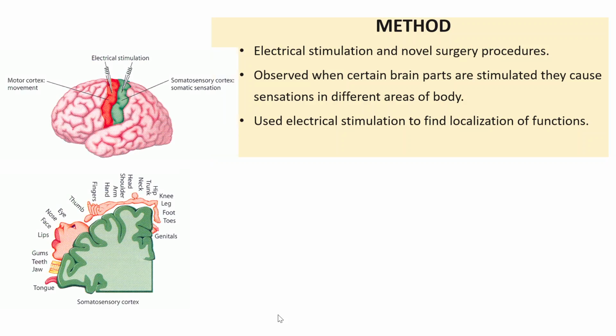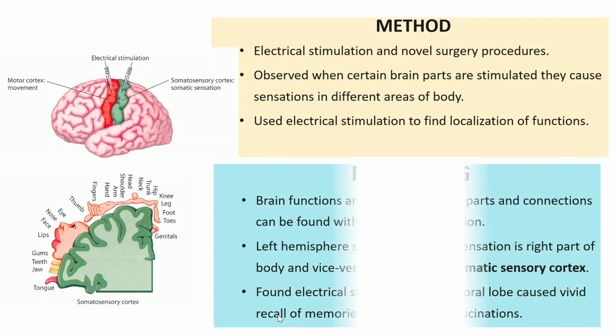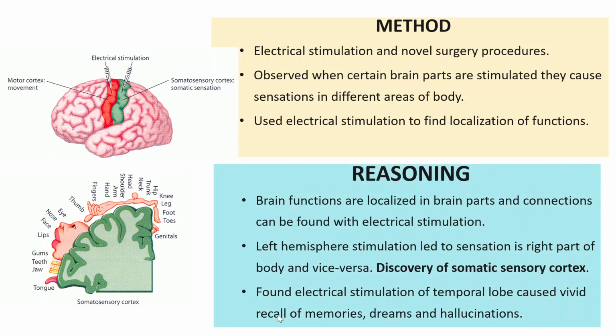they localized its function. So they found out, okay, when the green part, which is also known as the somatosensory cortex, is stimulated, it causes sensations in different body parts, such as your eye, neck, nose, ear, something like that. So their reasoning was this: brain functions are localized in brain parts. Okay, connections are found through electrical stimulation, as done by the experiments of the previous two scientists.